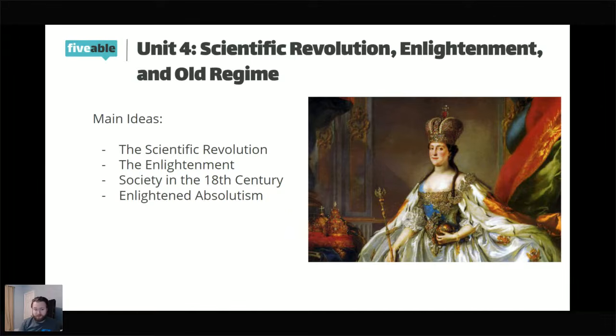And then the Old Regime, which is 18th century Europe. It's just a lot of nitty-gritty, nitpicky content, honestly. So it's a strange unit. It's a lot of setup. It's a lot of setup for Unit 5. But let's take a look at what Europe looks like going into the 1700s.